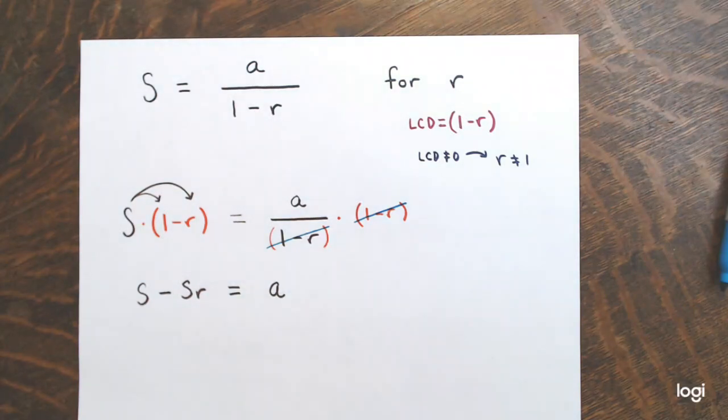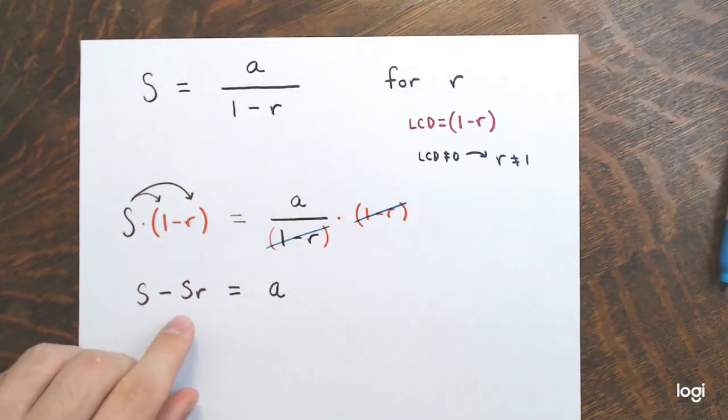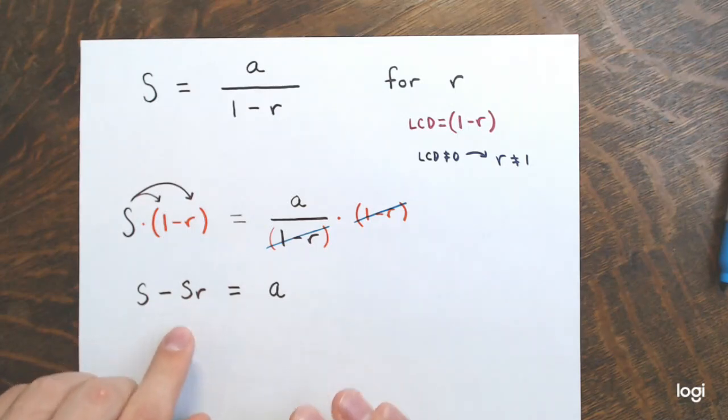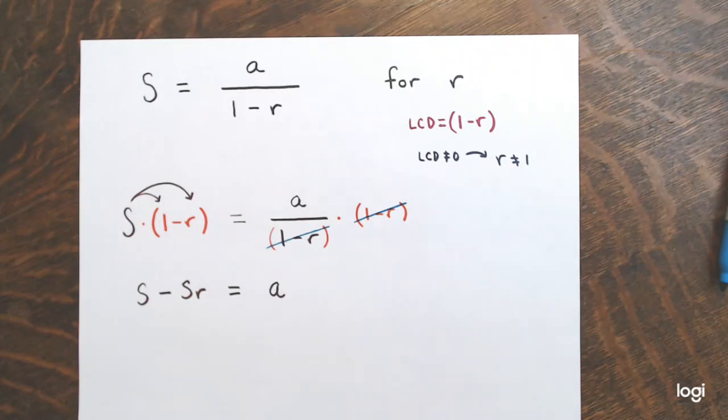Now, after clearing the denominators, notice that the only term with an r in it has r to the first power. So the highest power of r is the first power. This is another one of those linear equations. This is linear in r. So I'm going to gather all the terms with r in it on one side, and all the terms that do not have r in it on the other.